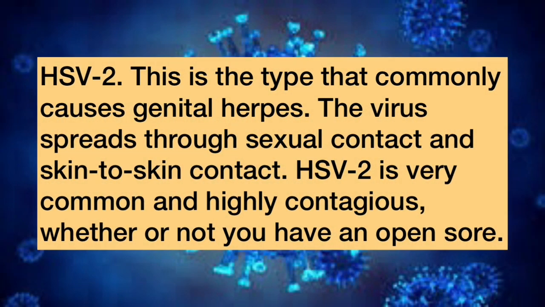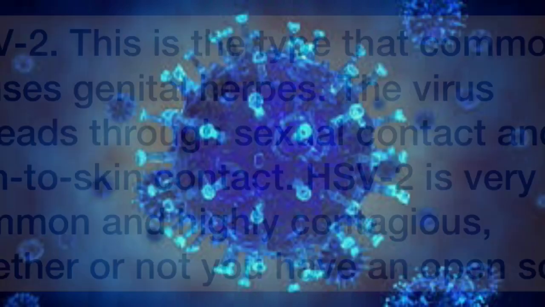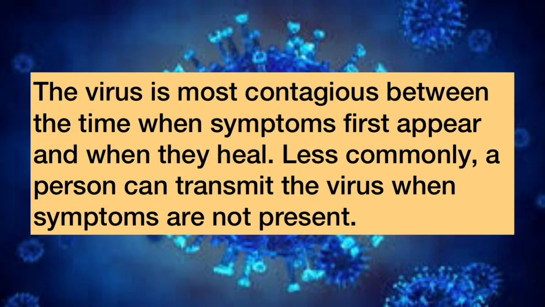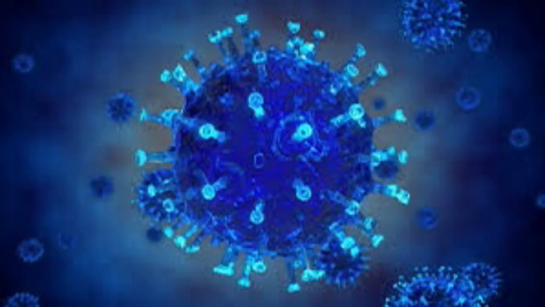Herpes simplex virus type 2. This is a type that commonly causes genital herpes. The virus spreads through sexual contact and skin-to-skin contact. Herpes simplex virus type 2 is very common and highly contagious, whether or not you have an open sore. The virus is most contagious between the time when symptoms first appear and when they heal. Less commonly, a person can transmit the virus when symptoms are not present.